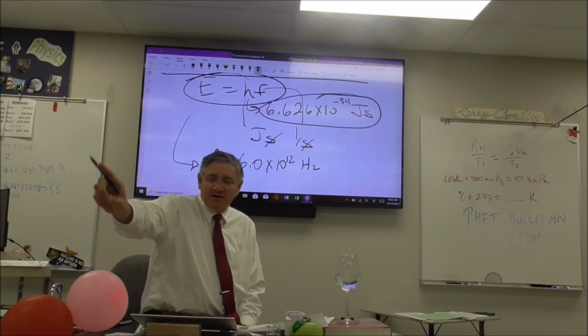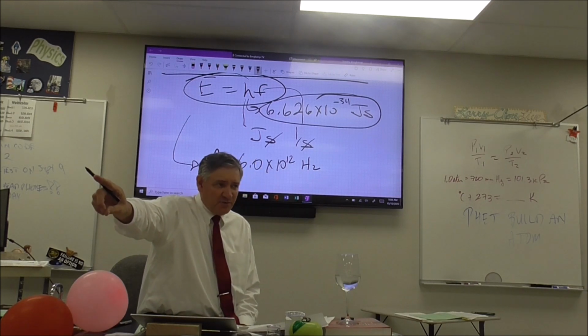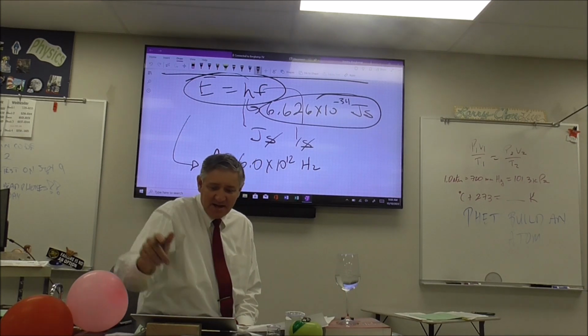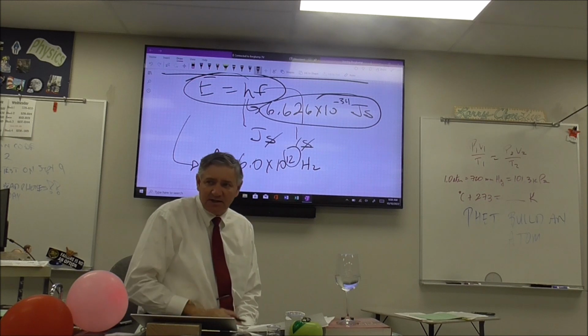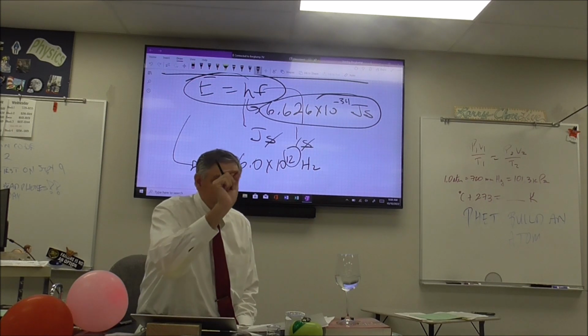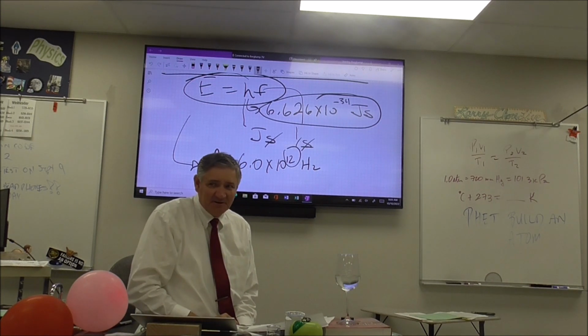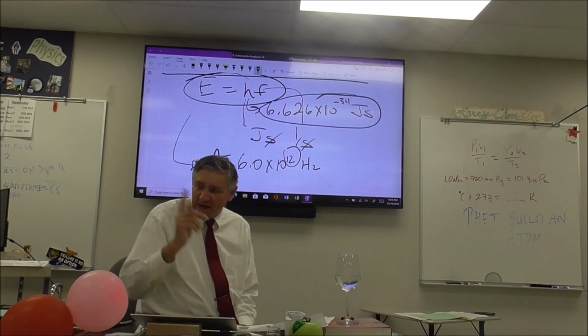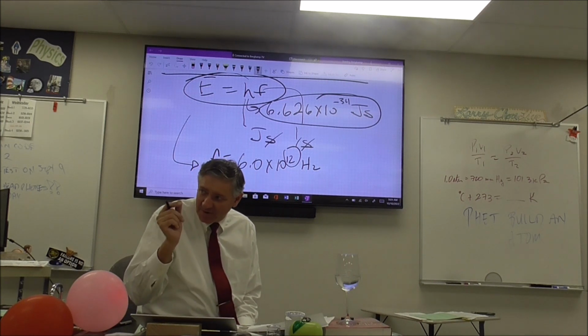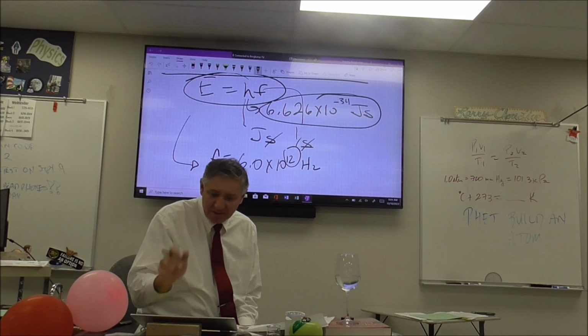Okay, imagine trying to count 10 to the 12th vibrations per second. Okay, per second. What that means is that photons vibrate very, very quickly.